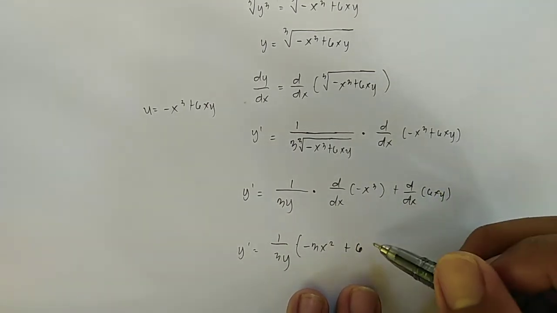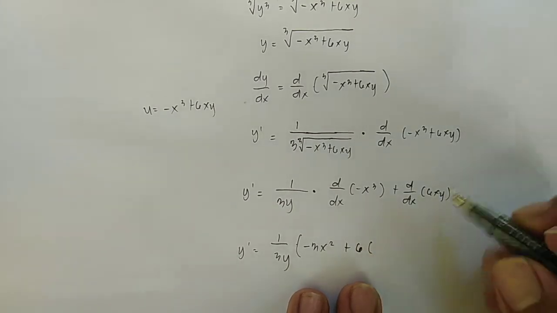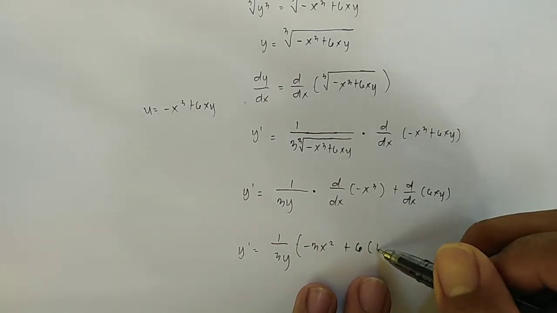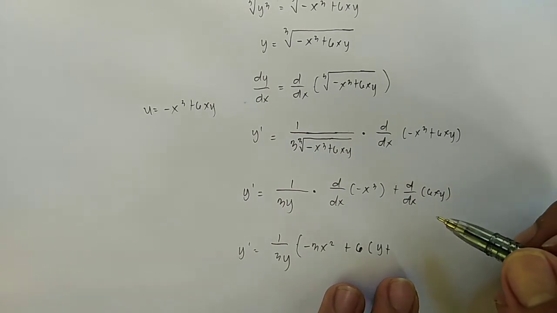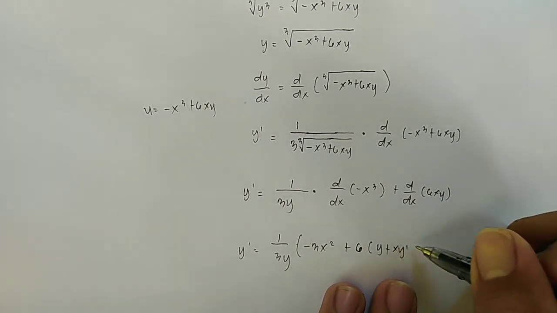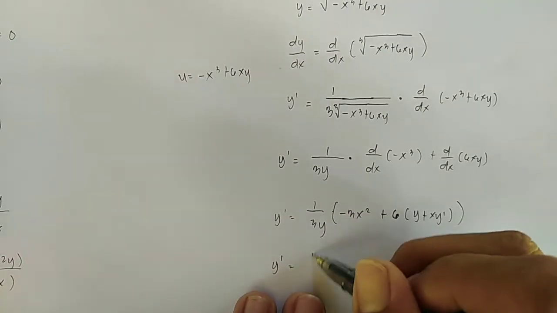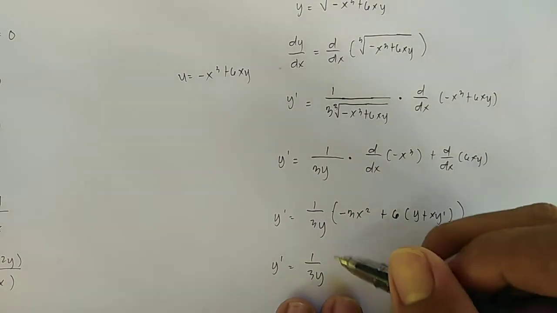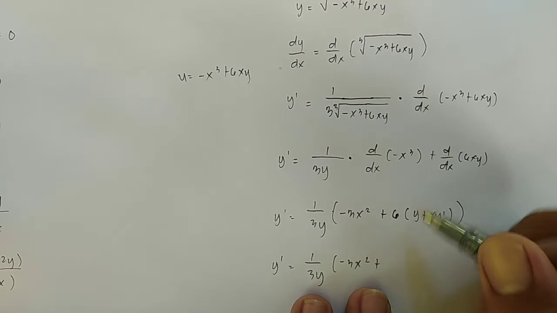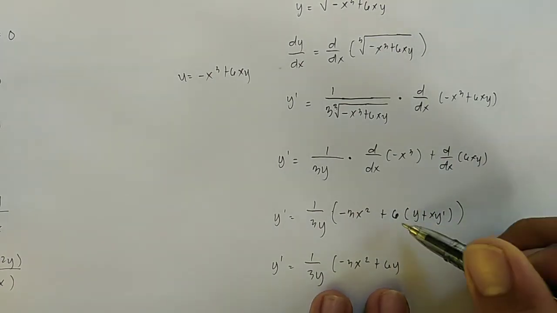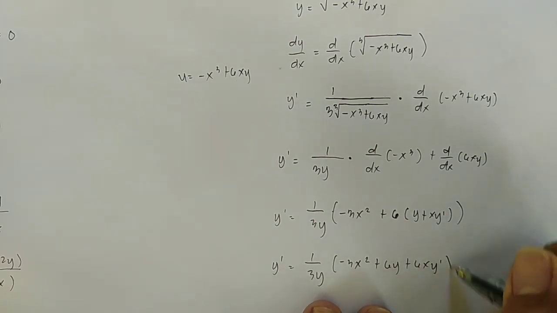So the derivative of xy in terms of x will be y, then plus the derivative of xy in terms of y, you will get xy prime. Simplifying further, y prime is equal to 1 over 3y times negative 3x squared. Distribute 6, so 6 times y is 6y, and 6 times xy prime is 6xy prime.